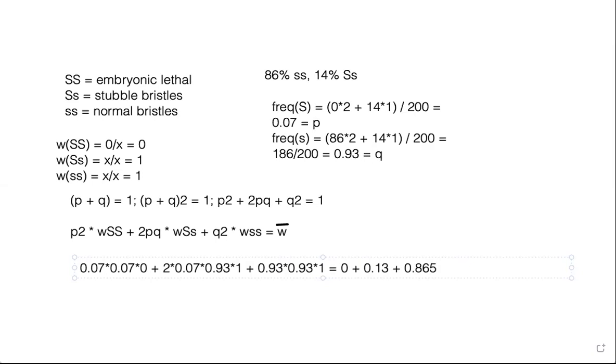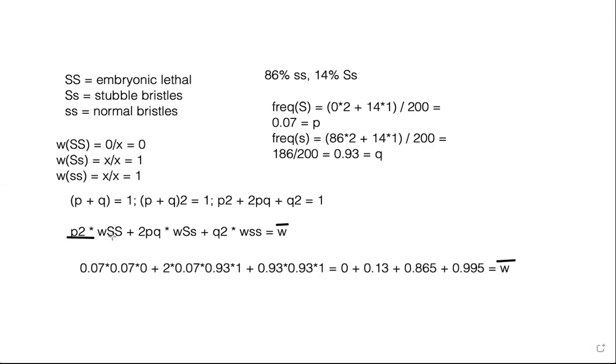All right. And so if I add these, of course, I get 0.995. And that, again, is our quantity called W bar. There's our W bar, being fitness. Okay. Now what? Now what I've got to do is take this equation up here and go back and divide every one of these terms by W bar.